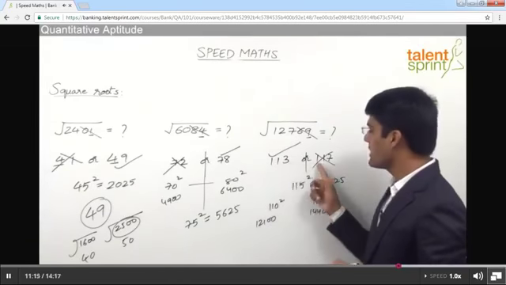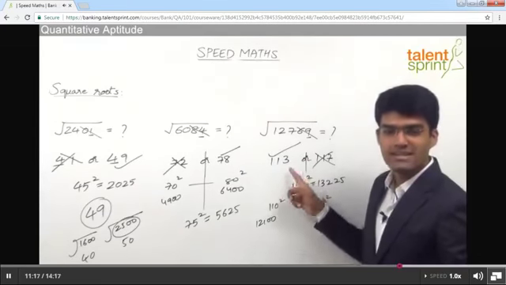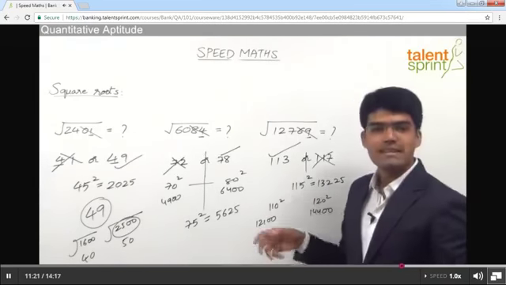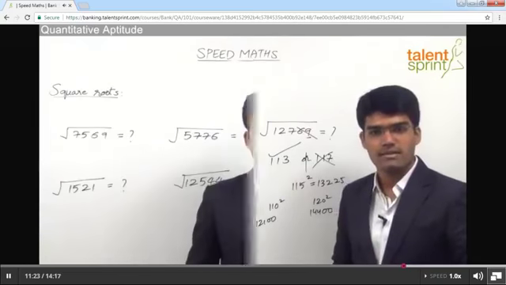What is closer to 110 out of these two? 113. So hence 113 is the correct answer. So this is how you simply apply these three simple steps and get the required answer.